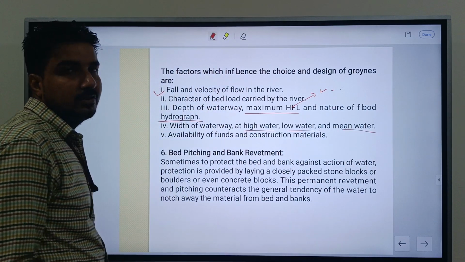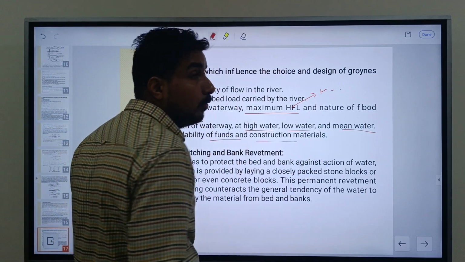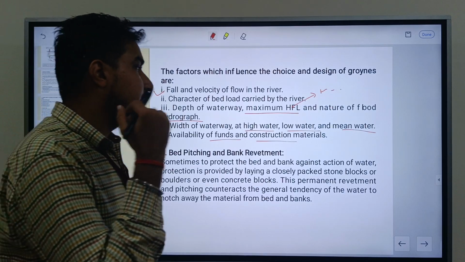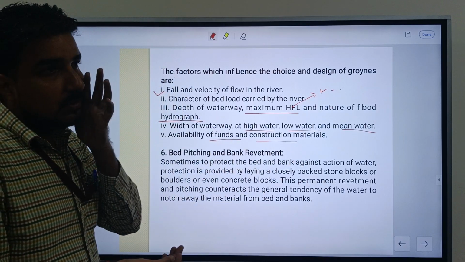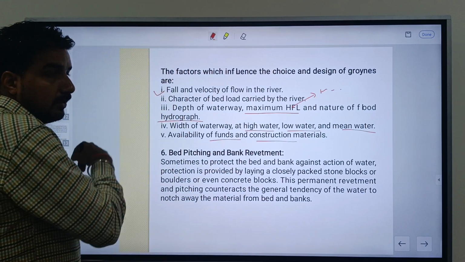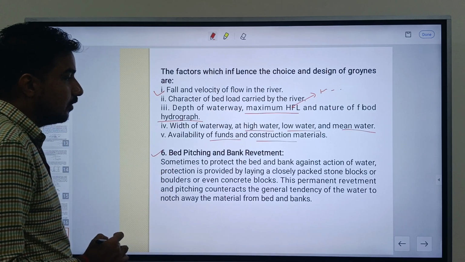Availability of funds and construction. These are the most important things, because funds are the most important thing for the construction activity, for the construction of any type of structure, and also the time duration, which is also a most important factor. Now we have discussed our 5 points. Now the 6th one is the bank pitching or bank protection.